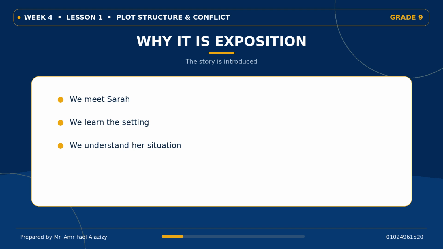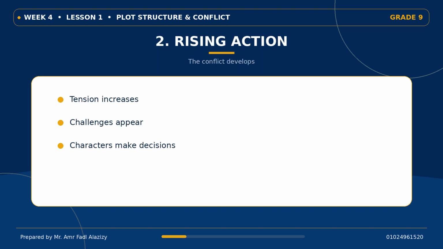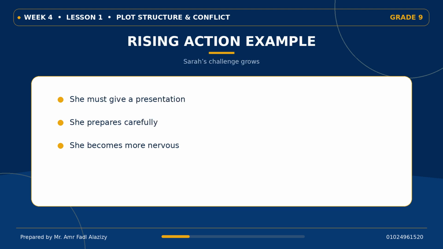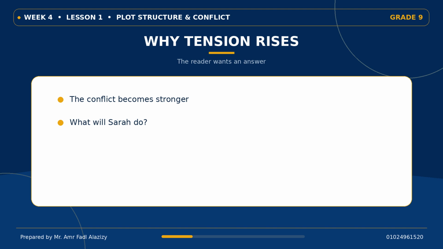The second part is rising action. The rising action begins when a problem or conflict develops. The tension increases, the character faces challenges, makes decisions, or experiences new problems. For example, Sarah learns that she must give a presentation. She prepares carefully, but each time she practices, she becomes more nervous. The conflict becomes stronger. The reader wants to know what Sarah will do.